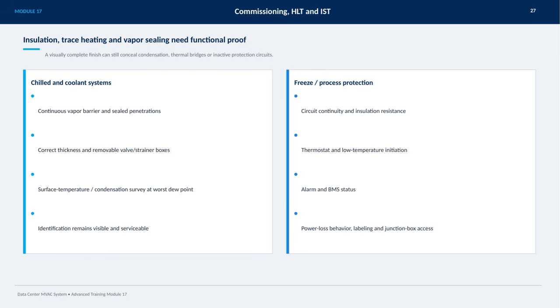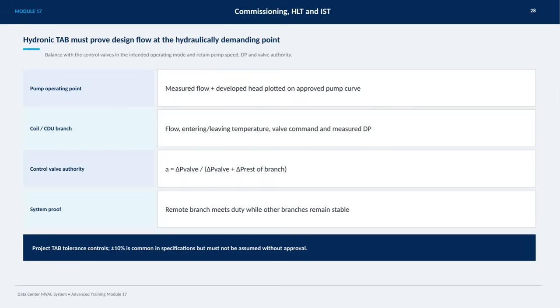On this slide, we're focusing on the critical process of hydronic TAB, which must prove the design flow at the hydraulically demanding point.